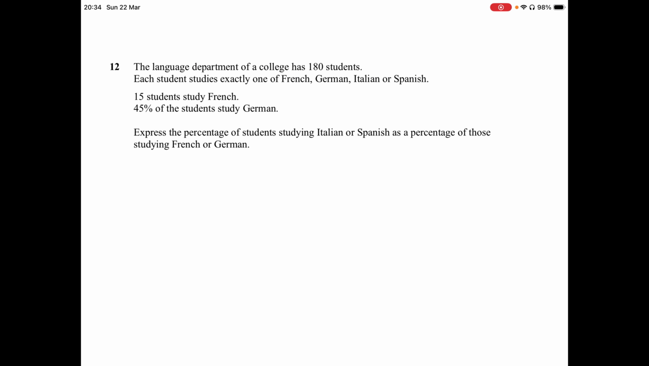Right, question 12. The language department has 108 students. Each student studies only one subject from the 4 subjects. 15 study French, 45% study German. Express the percent. Okay.